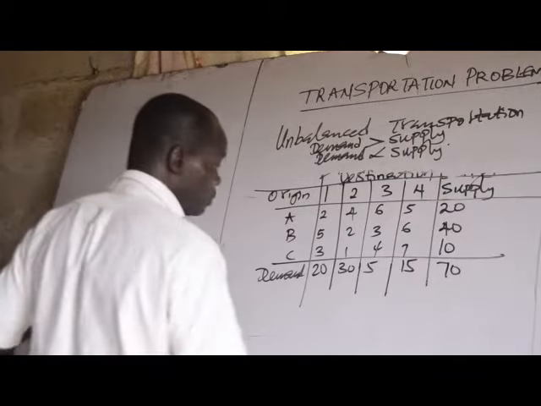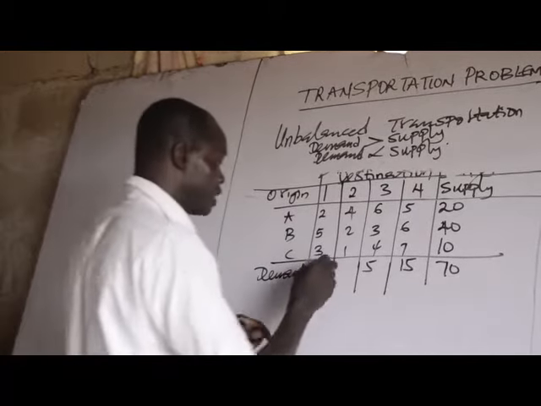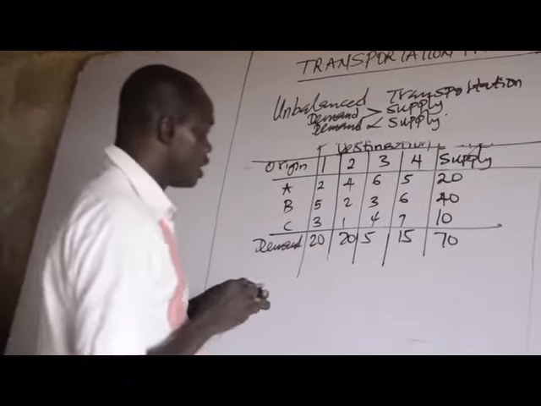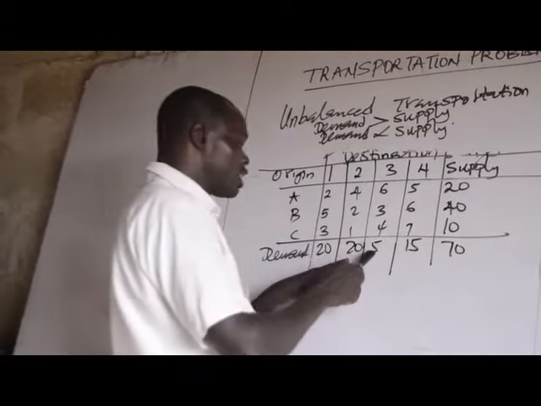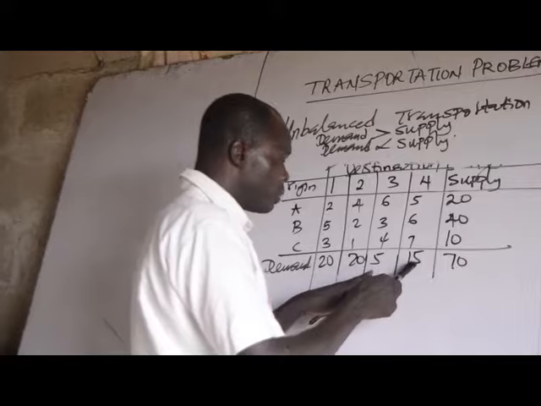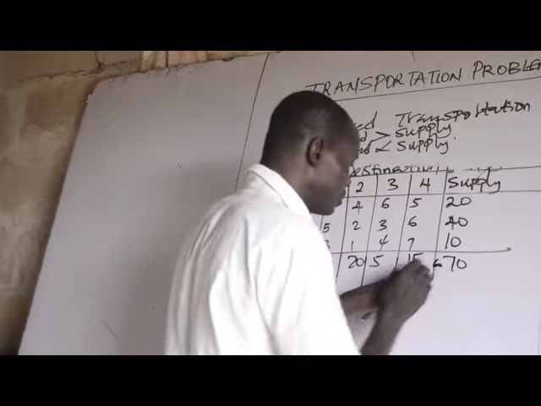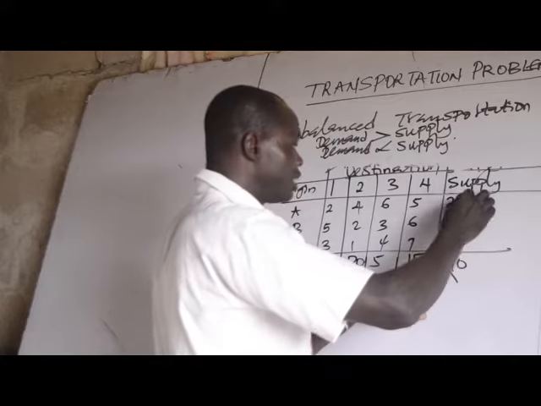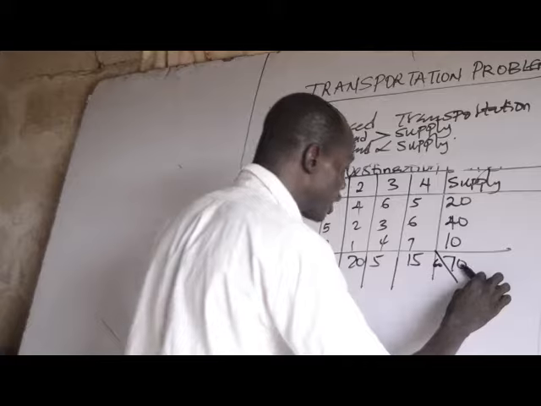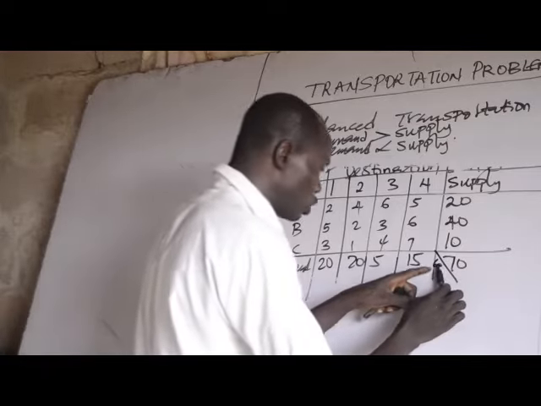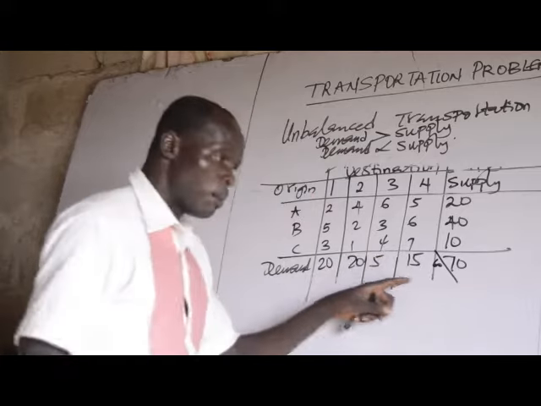Let's use the same illustration, except that you have this to be 20 instead of 30. If you have 20 plus 20, that is 40, plus 5, that is 45, plus 15, that is 60. So this one is 60. While 20 plus 40 is 60, plus 10 is 70. You can see supply equals 70, while demand equals 60. So this transportation problem is said to be unbalanced.